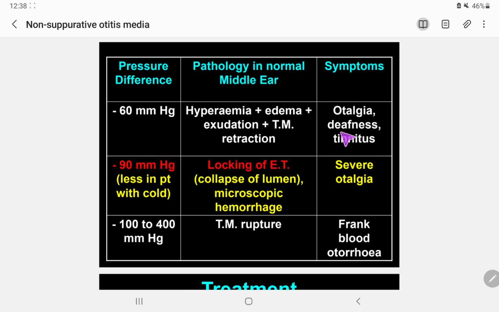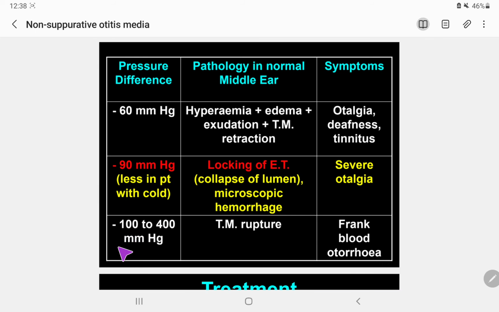So symptoms include otalgia, deafness, and tinnitus, okay? And then there will be a difference of 90 mm of Hg, that is less in a patient with a cold, okay? 90 millimeter of Hg. So in the pathology, what happens is the collapse of the lumen in the eustachian tube, that is the locking of the eustachian tube occurs. So there will be microscopic hemorrhage, right? And then we have a symptom of severe otalgia.